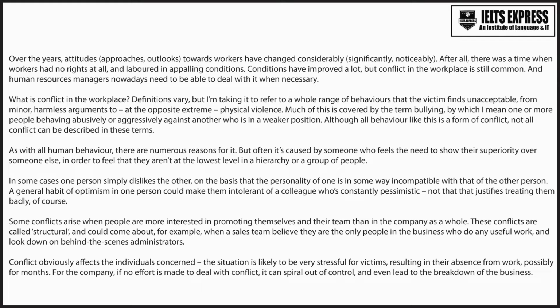Definitions vary, but I'm taking it to refer to a whole range of behaviours that the victim finds unacceptable, from minor, harmless arguments to, at the opposite extreme, physical violence. Much of this is covered by the term bullying, by which I mean one or more people behaving abusively or aggressively against another who is in a weaker position. Although all behaviour like this is a form of conflict, not all conflict can be described in these terms.